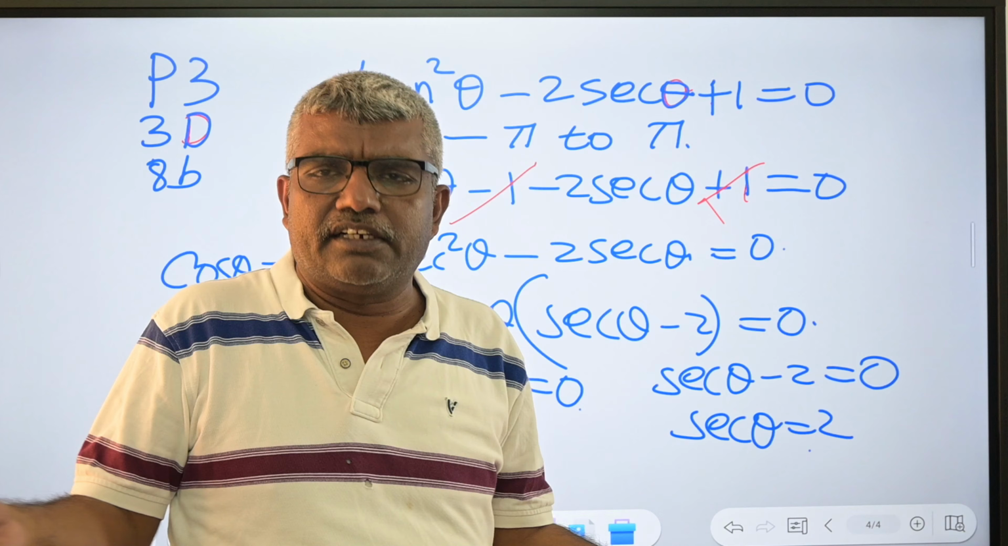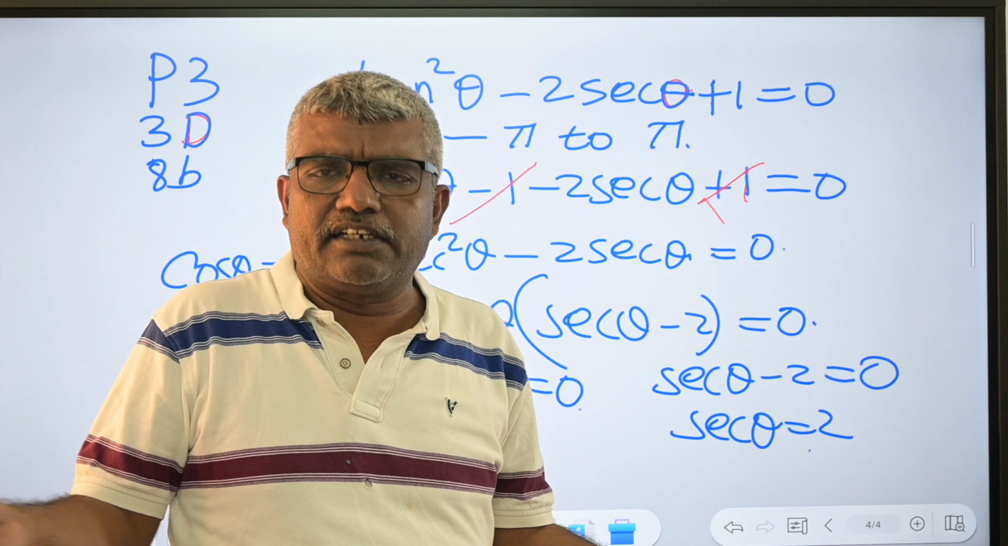Secant theta cannot be 0. Why? Secant theta value is more than 1 or less than minus 1, because the secant theta graph will be like this. Here and here there is nothing. Okay, it cannot be 0. Secant theta cannot be 0. So, we have to do cos theta is equal to 1 over 2.